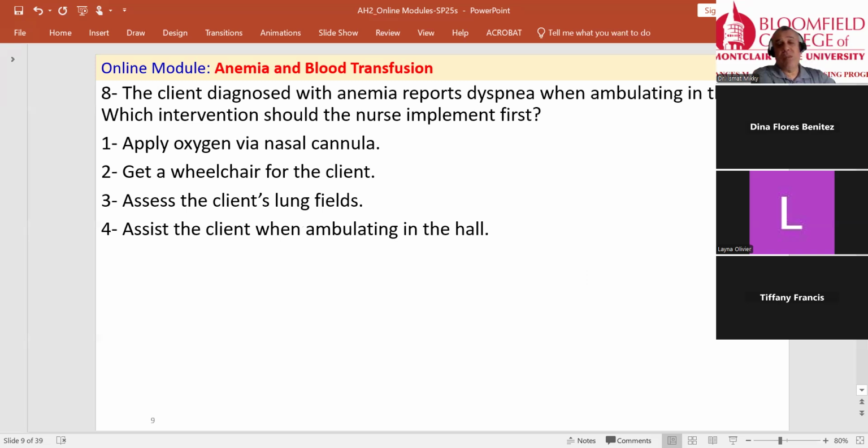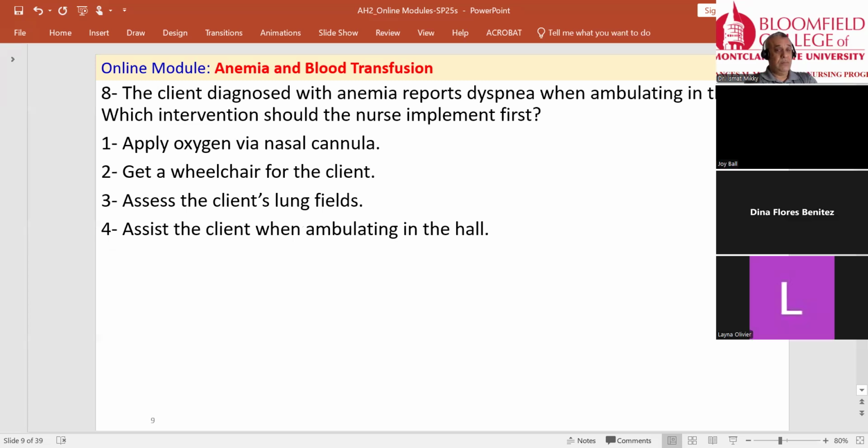Number 8. The client diagnosed with anemia reports dyspnea when ambulating in the hall. Which intervention should the nurse implement first? So, anemia, patient reports dyspnea when ambulating. Are you going to let the patient say it first?